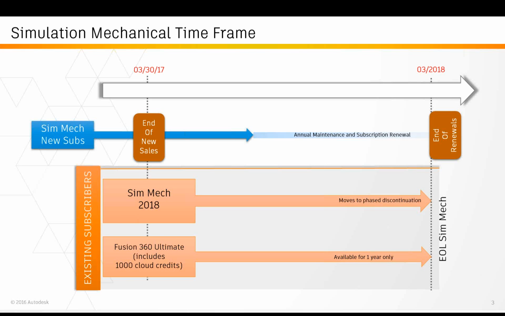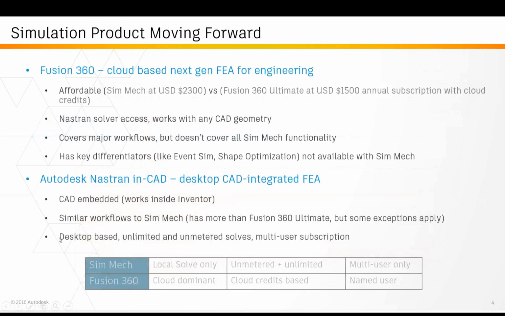So this is where I'm going to get excited, just to show you what's going on with these tools in our platform. This is kind of a slide you've seen before, but going forward, today you can use Sim Mechanical. You have the option next year to really embrace Fusion 360 Ultimate and do some advanced FEA engineering with that tool, or you can continue to use our desktop tool, Nastran In-CAD, which again has a lot of similar functionality with it.